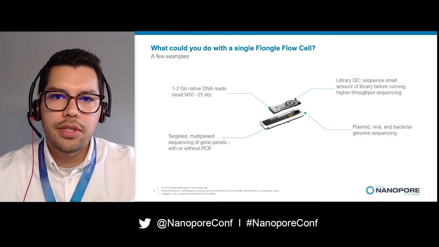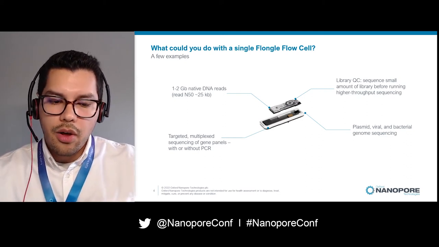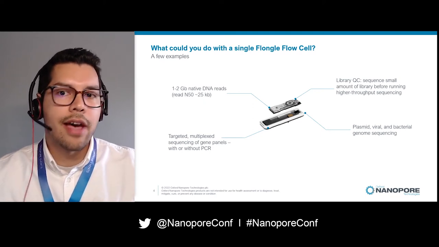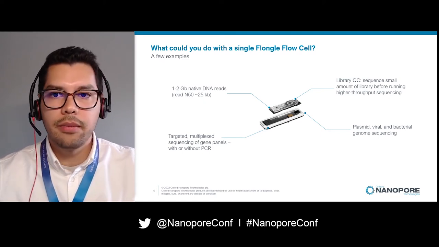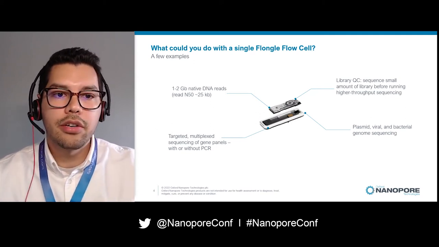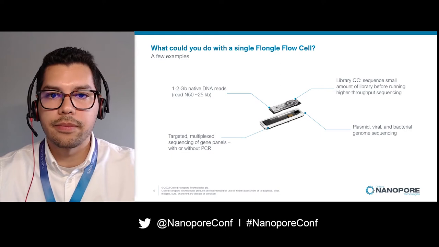Another interesting use of Flongle flow cells is as library QC. So you can take a small amount of a library, load that onto a Flongle flow cell, and sequence for an hour to see how that library is performing before you commit that library to a higher throughput flow cell. And this is especially critical when you are limited in the amount of sample that you can get, and you want to make sure that you're getting the most out of your precious samples possible.